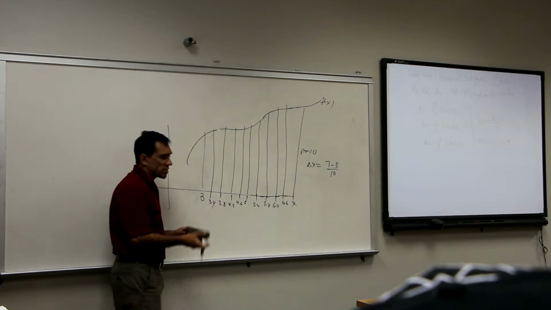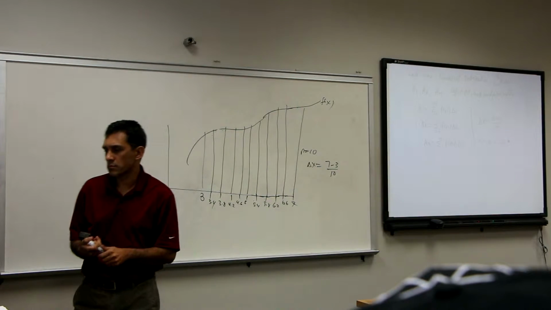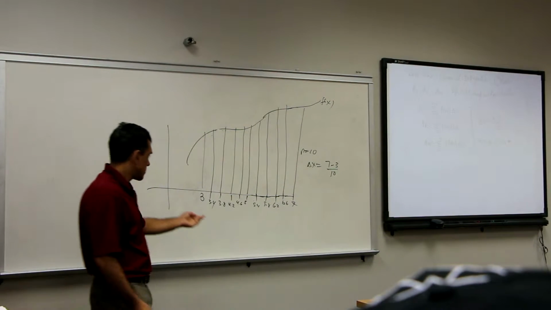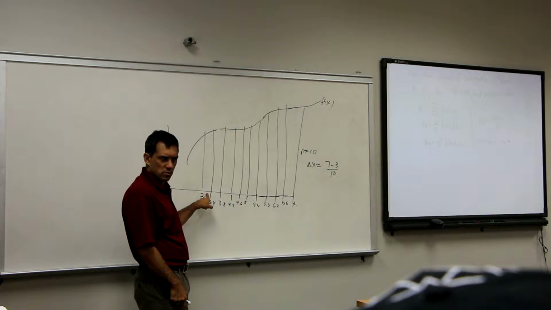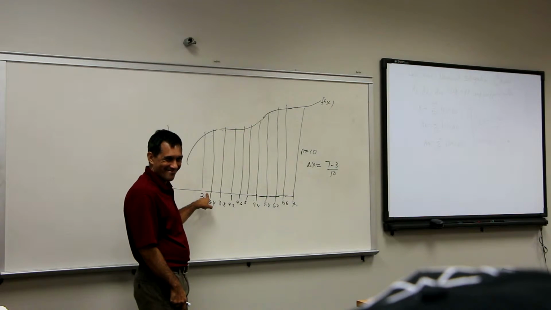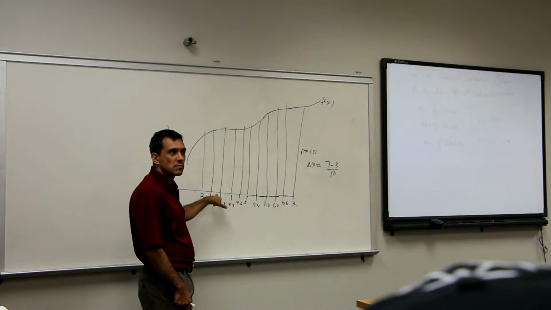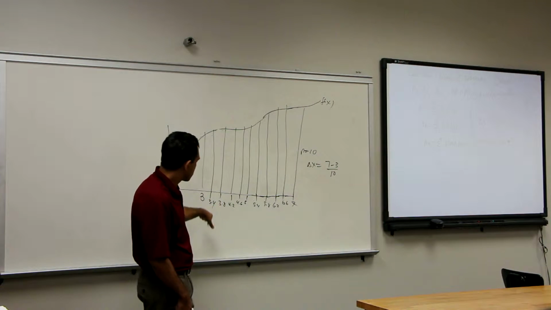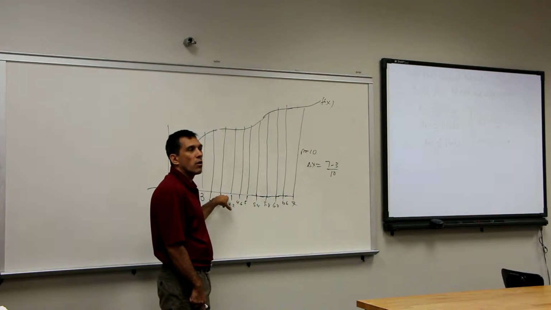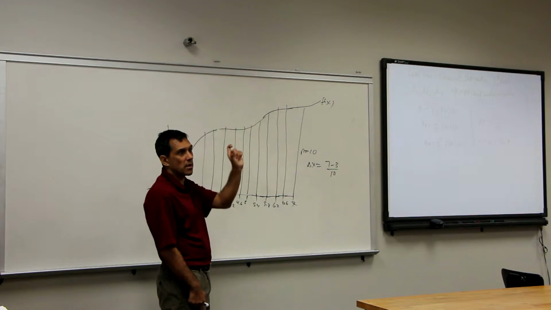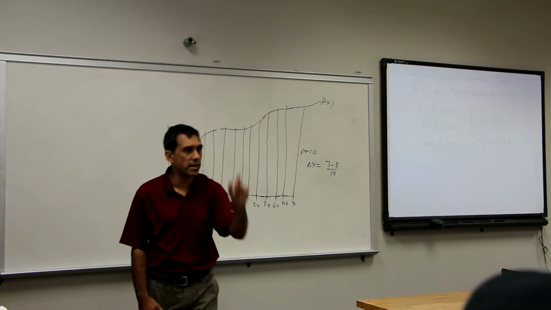What if you are using the midpoint? You just need to find the midpoint here, 3.2, and 3.6. Put them into the function and multiply by the thickness. Thickness still being delta x.